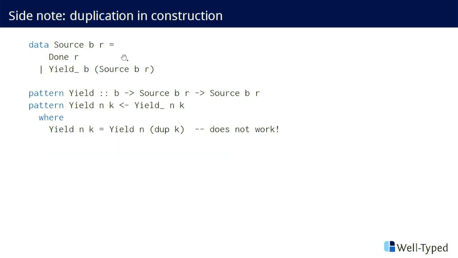Side note, you might try to write a smart constructor that, every time you construct a yield constructor, inserts a call to dup. So dup is the unsafe perform IO version of dup.io, just a pure function of it. That doesn't work, because when we're constructing this thing, we're now inserting a call to dup.